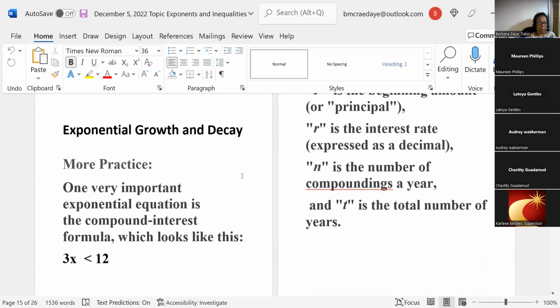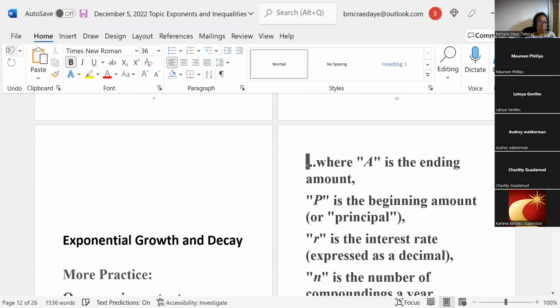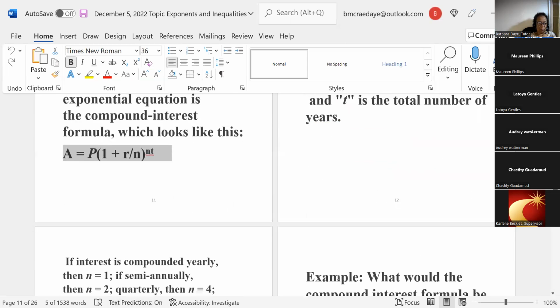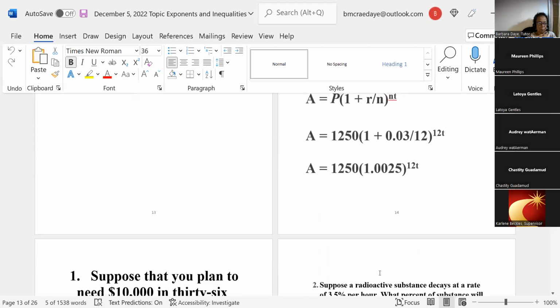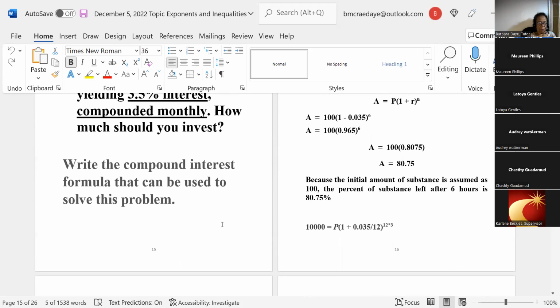Go back to the formula. I want to copy it. Let's copy the formula. And all I want you to do is substitute in the formula and tell me what you get. Now here's the formula.